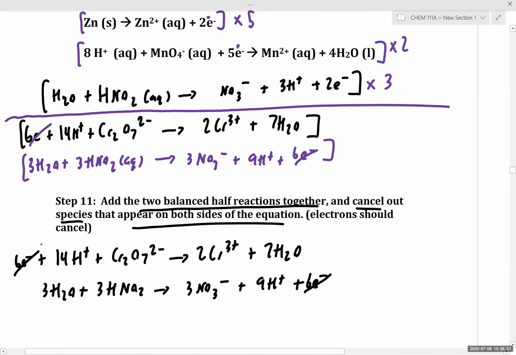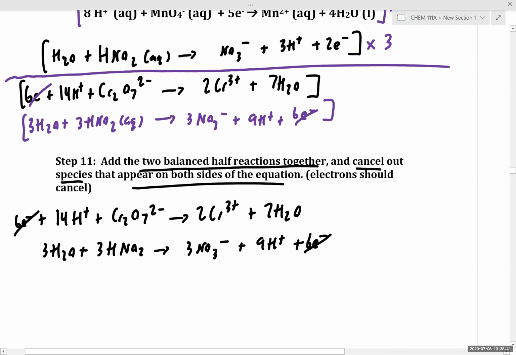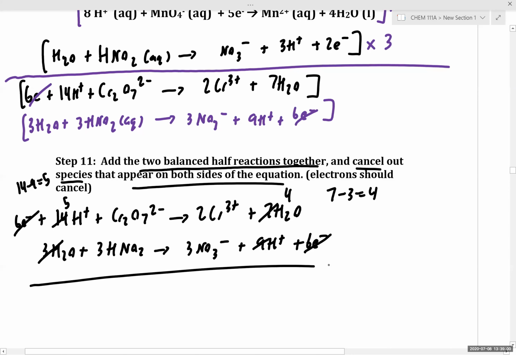If the electrons don't cancel, you need to go back to an earlier part of the problem. Then we're going to cancel water. We have 3 on each side, so we're going to cancel 3 waters from each side. 7 minus 3 is 4. We're going to cancel 9H+ from each side. 14 minus 9 is 5. And that gives us the following equation.